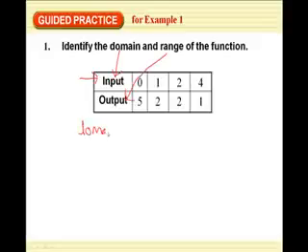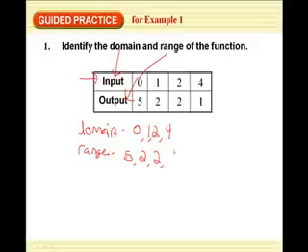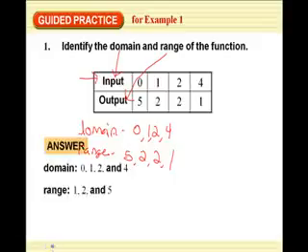So the domain, if you're writing these in on an answer sheet, you would put 0, 1, 2, and 4. And you would put the range is 5, 2, 2, and 1. That's it. Identify the domain and the range. I guess we don't really have to put 2 twice. It's just once. It's still the same number.